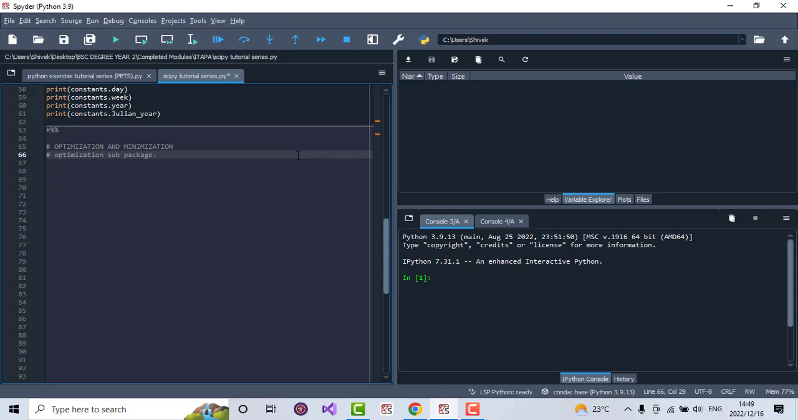The name of that sub package is optimize. So let's proceed to just do an importation. We can do from SciPy import optimize. So that's one way of doing it. Your alternate way would be import scipy.optimize as optimize. The preference is yours.